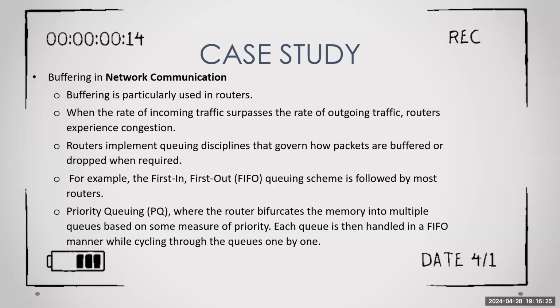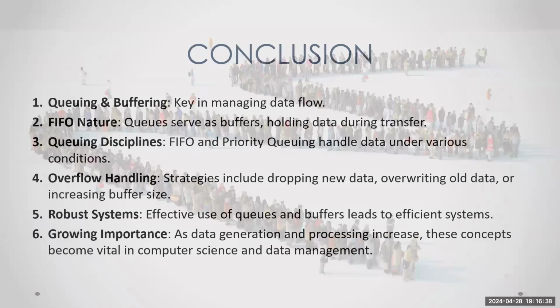And network communication is one of the places where it is used most. So that's the end of the case study. Now coming to the conclusion, a summary of all that we've seen today. There's queuing and buffering, the first in first out nature of queues, and the queuing discipline, like first in first out or priority queuing, as explained in the case study. And then again, overflow handling.